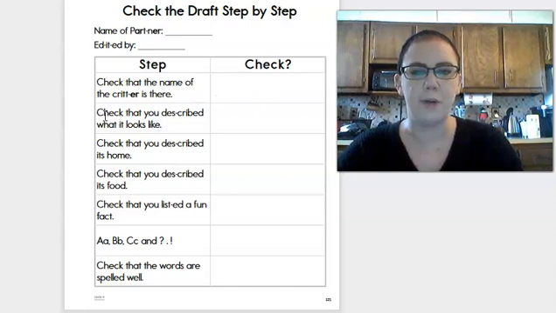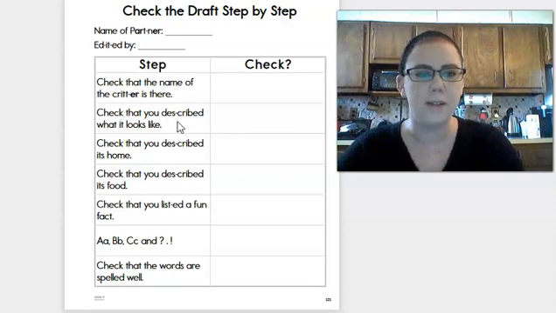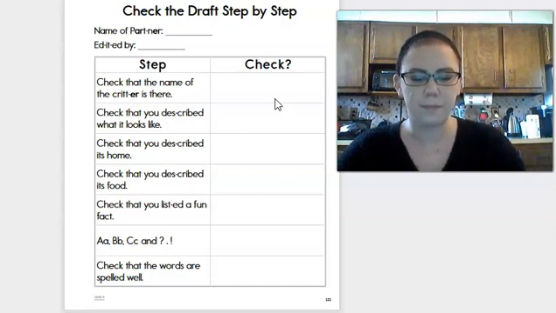Then look at number 2, or the second item. Check that you described what it looks like. So make sure that you wrote what that animal looks like. If you did, then you can put a check mark in this box. If you didn't, you might want to go back to your planning sheet and see what you wrote about that. Next, check that you described its home. So if you described the home of your animal in your writing, you can put a check mark in that box as well.